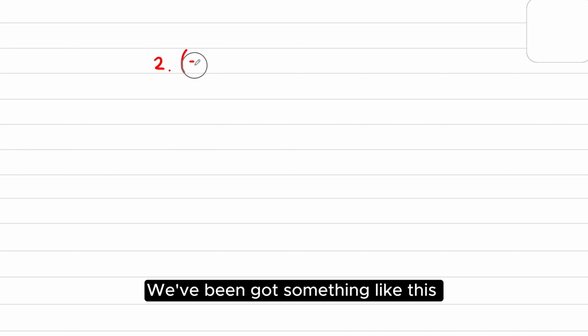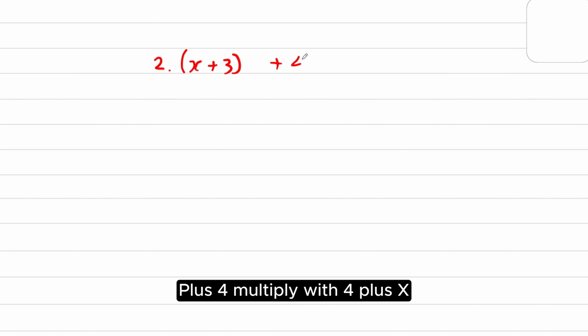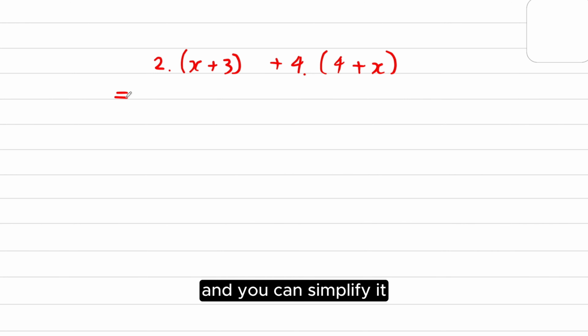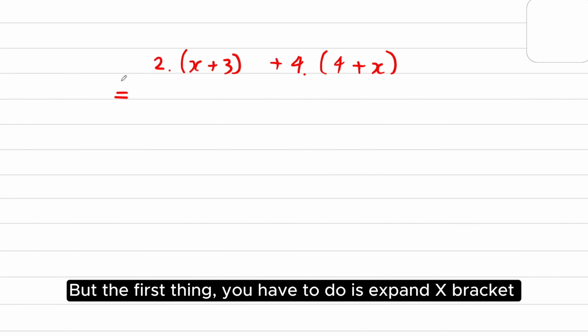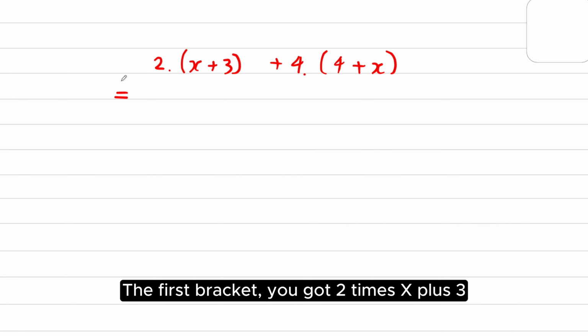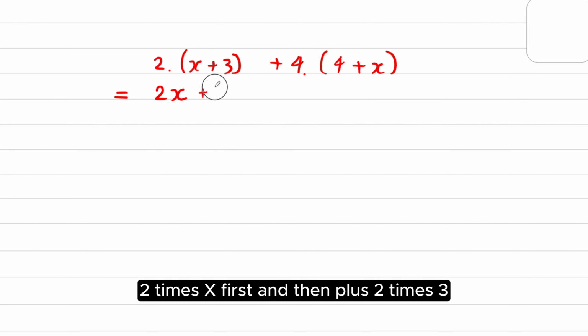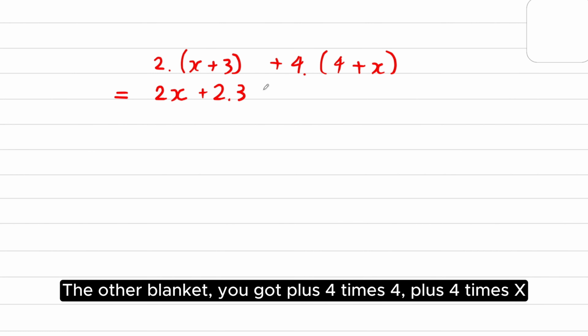We will get something like this: 2 times (x plus 3), plus 4 multiplied by (4 plus x). So this is an expression with two brackets, and you can simplify it, but the first thing you have to do is expand each bracket. In the first bracket you have 2 times x plus 2 times 3, so very easy. You can expand this one by one, 2 times x first and then plus 2 times 3. In the other bracket you have plus 4 times (4 plus x).